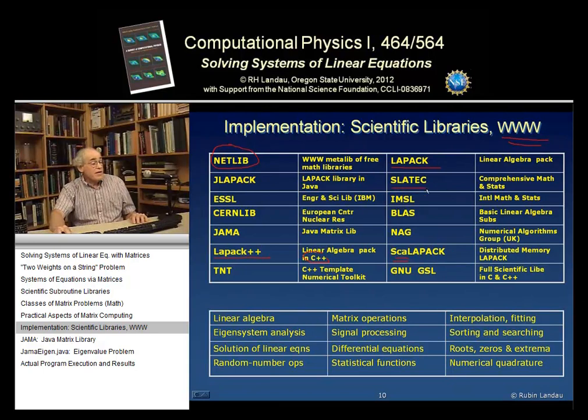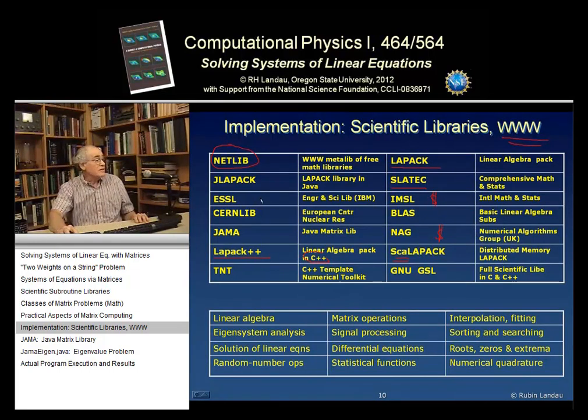SLATEC is one that came from the national laboratories. It's more comprehensive. It's not just linear algebra. It has various mathematics, searching routines, as indicated on the bottom here, signal processing, etc. We've used it. It's been wonderful. It's also free. Some of these, like IMSL, which is International Mathematics and Statistics, and NAG, which comes from the English National Libraries, tend to be proprietary. They cost money. But often the facility you're at may have a license to them, and they're just excellent libraries to use.